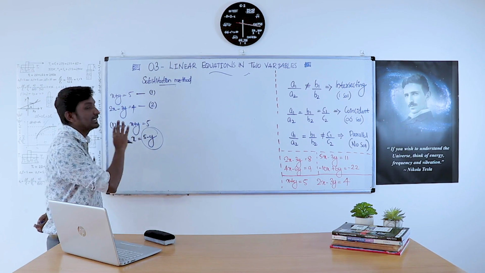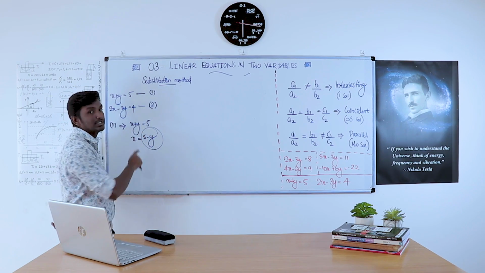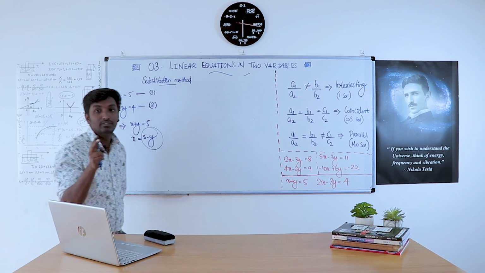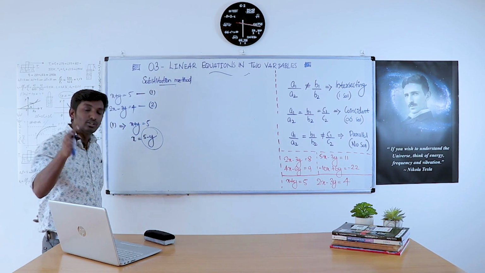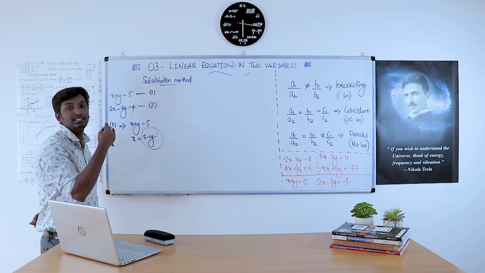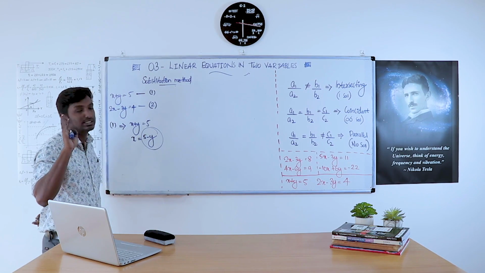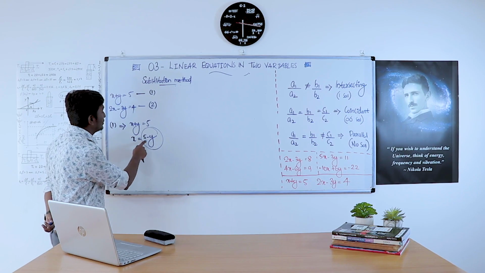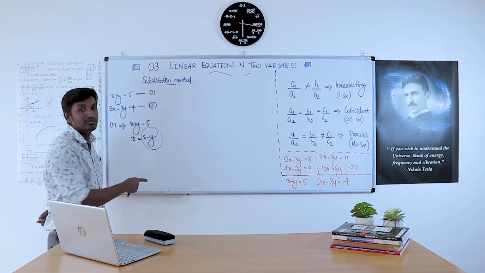Your wish, you can select any one equation. Here I am selecting the first equation, x plus y is equal to 5. Step number 2, find the value of any one variable in that equation. That also you can select, whether it is x or y, according to your wish. Here I am selecting x. So what is the value of x? x equals 5 minus y.